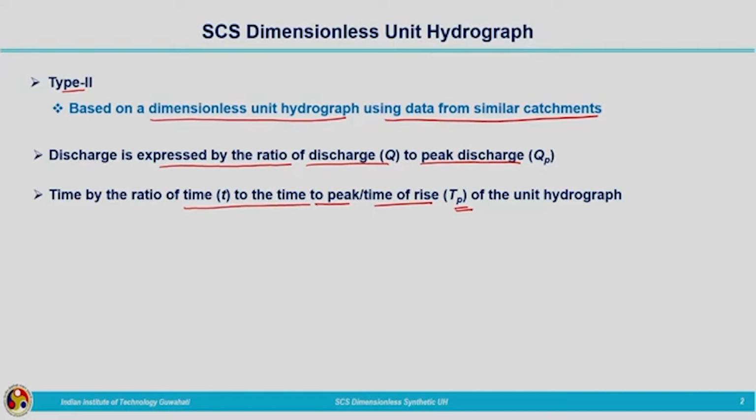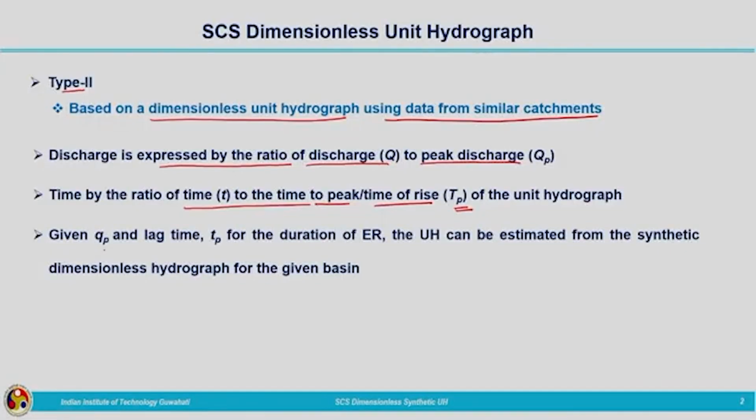Dimensionless discharge is Q divided by QP and dimensionless time is T divided by capital TP. Capital TP represents the time to peak. It is not the basin lag which we discussed in the previous slide. It is the time from the start of the runoff to the peak runoff. Time to peak is considered as TP.